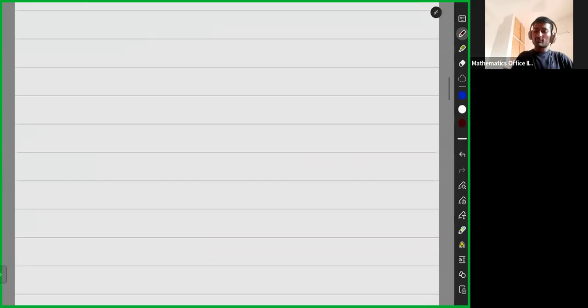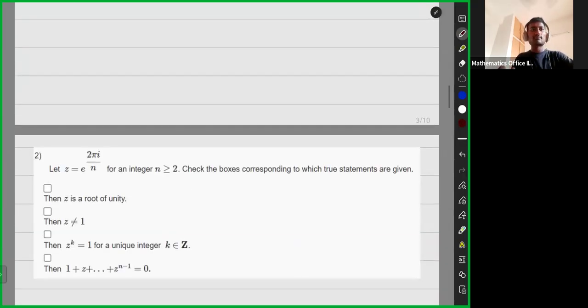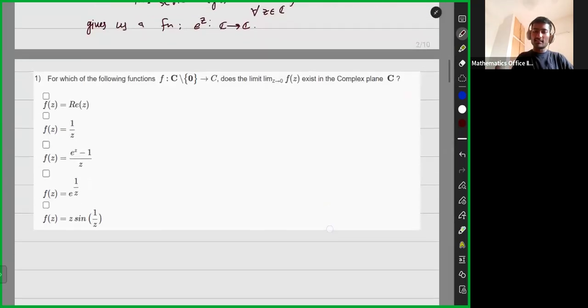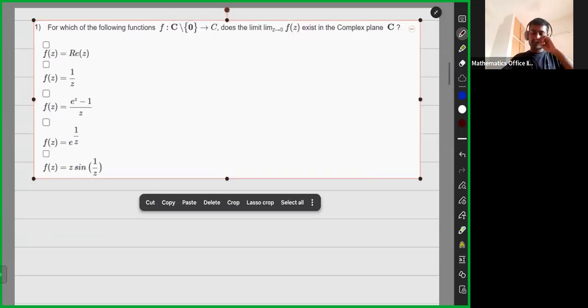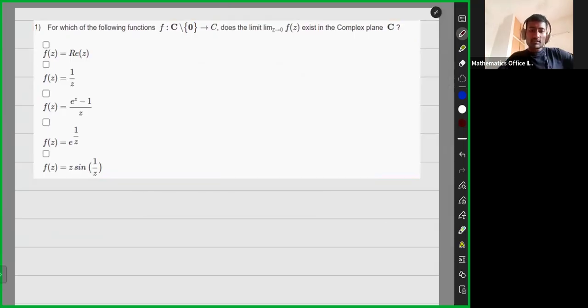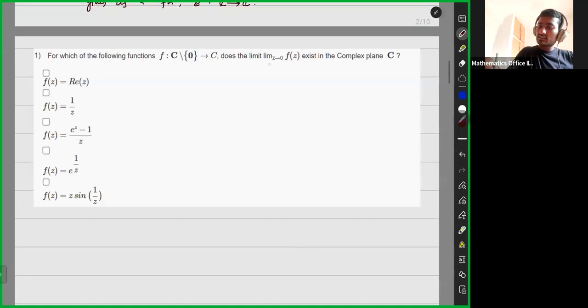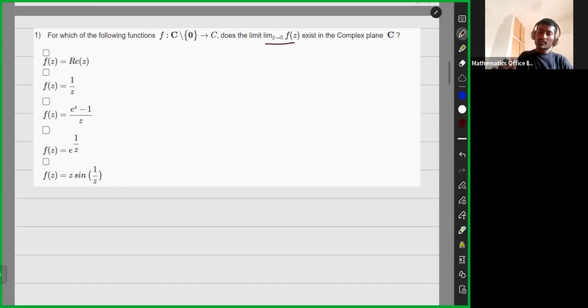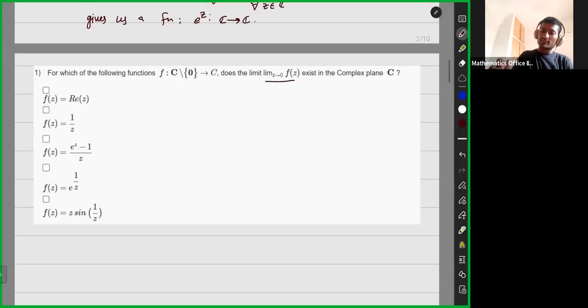Okay, so coming to the question. Question number one: we have here a function from C minus 0 to C, and we have to check whether the limit of f at z exists or not. So let us first recall the definition of limit, and we'll solve them.